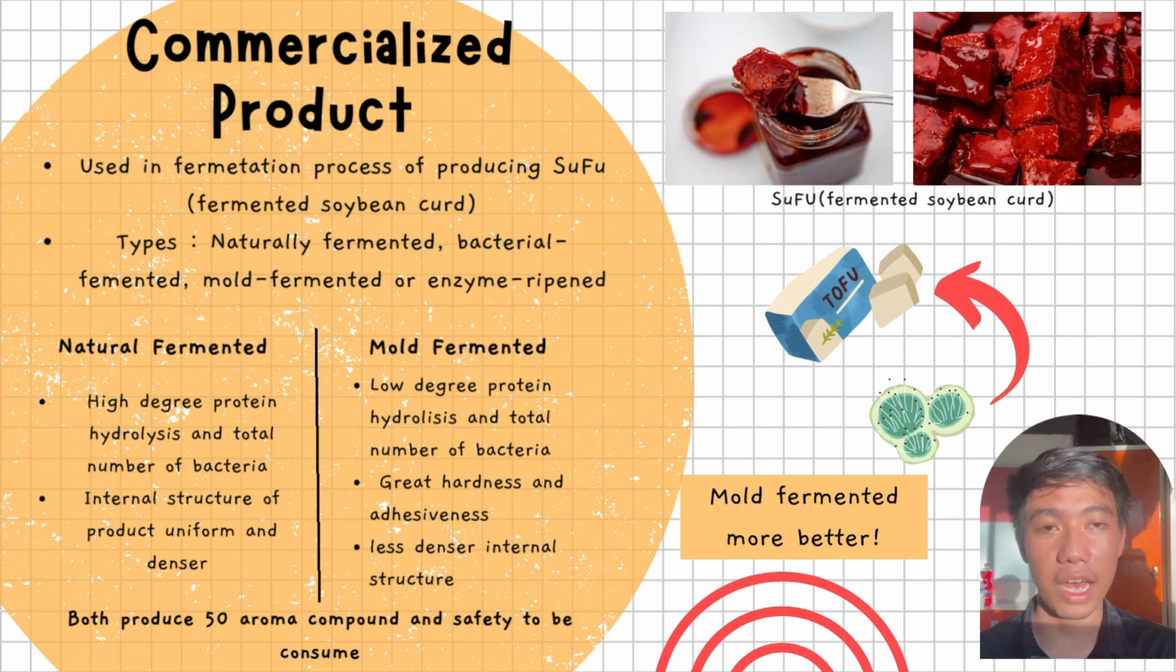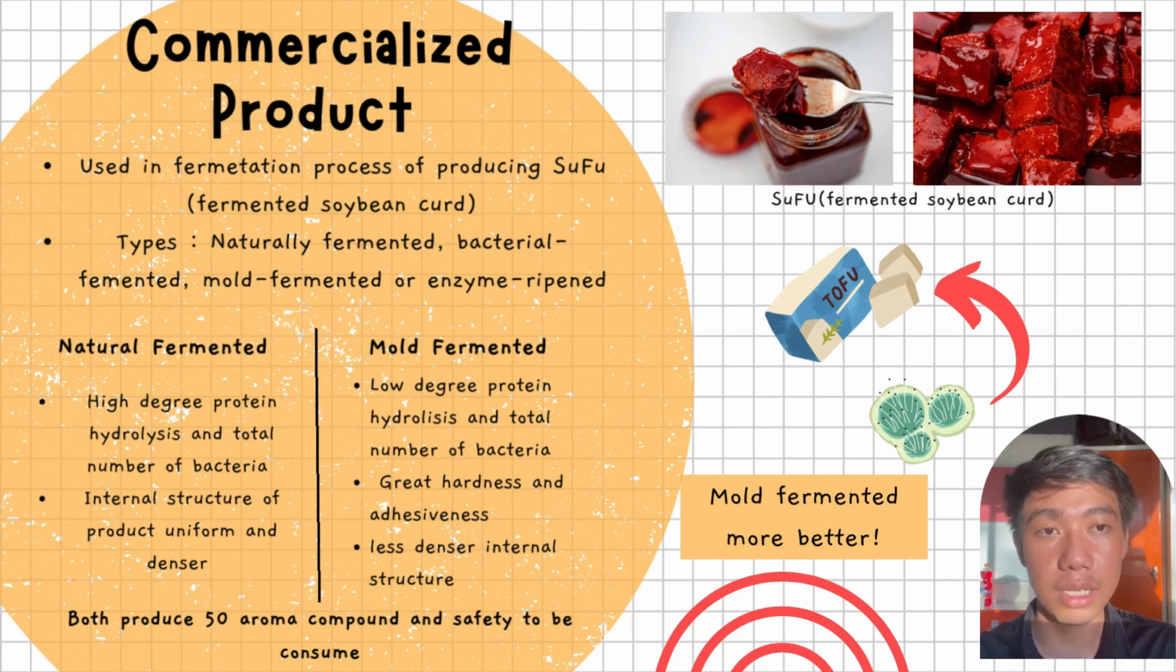For example, we have a natural fermentation method, bacterial fermentation method, enzyme ripening method, and lastly a mold fermentation method. There are studies that were made to differentiate between these types of fermentation method, which involve the natural fermentation method and lastly the mold fermentation method. So from the research, it was found that in the natural fermentation method, a high degree of protein hydrolysis occurs, and the total number of bacteria found is high.